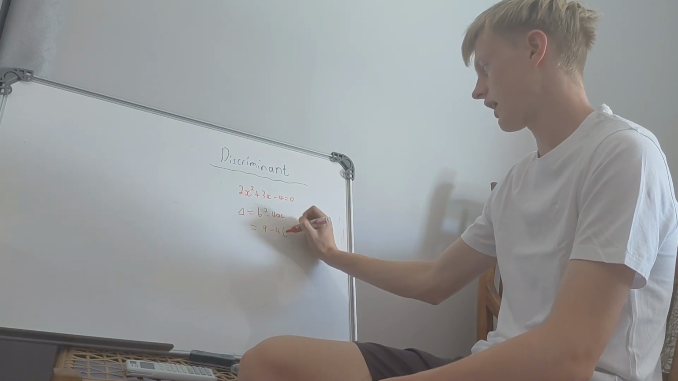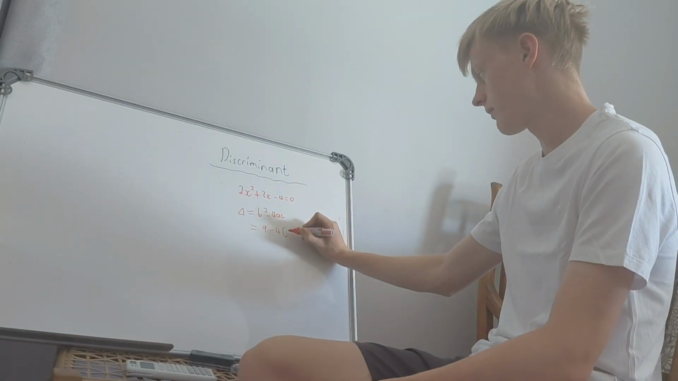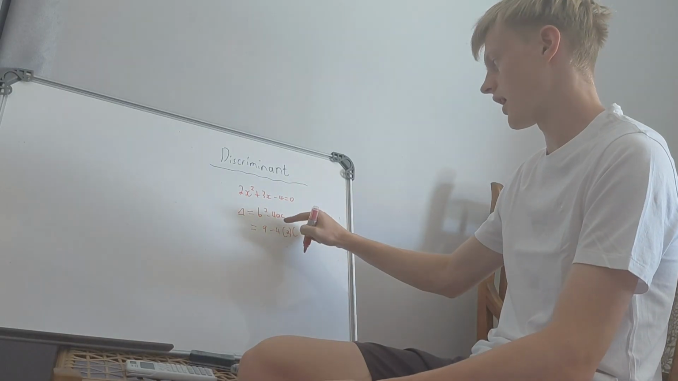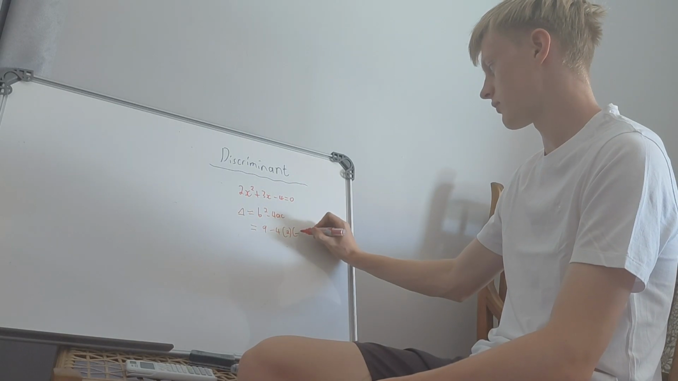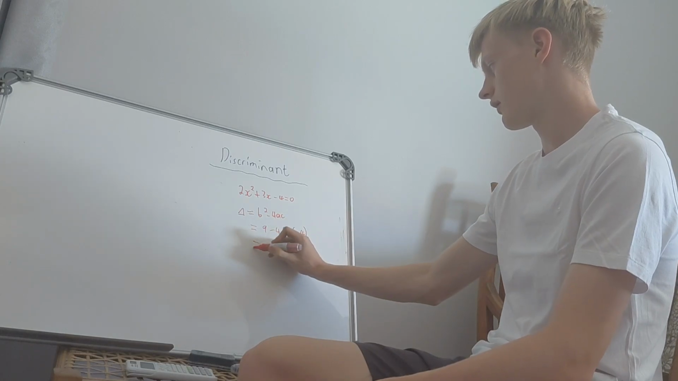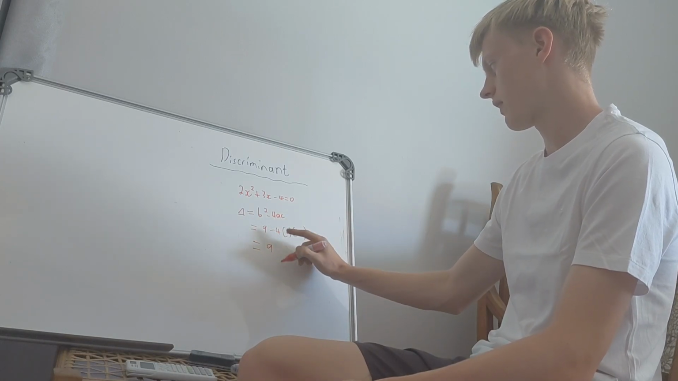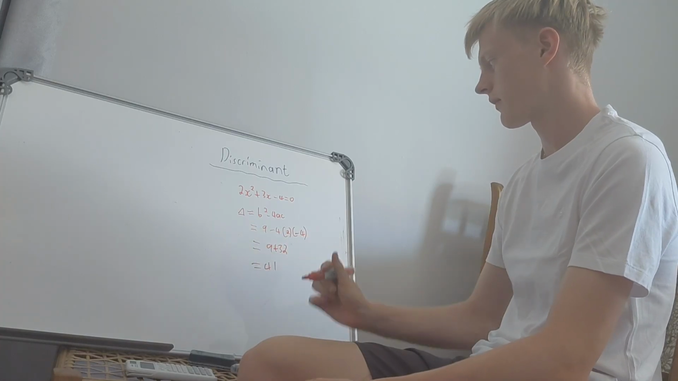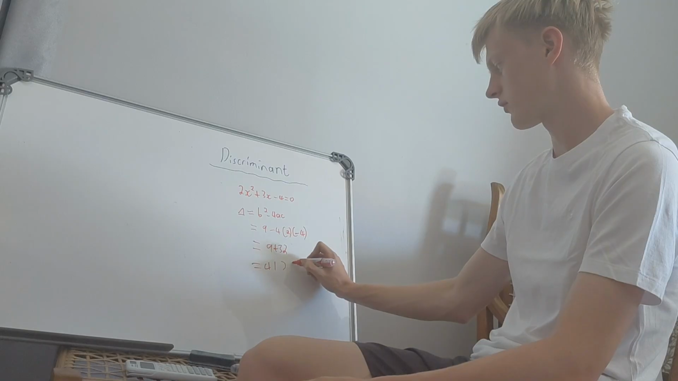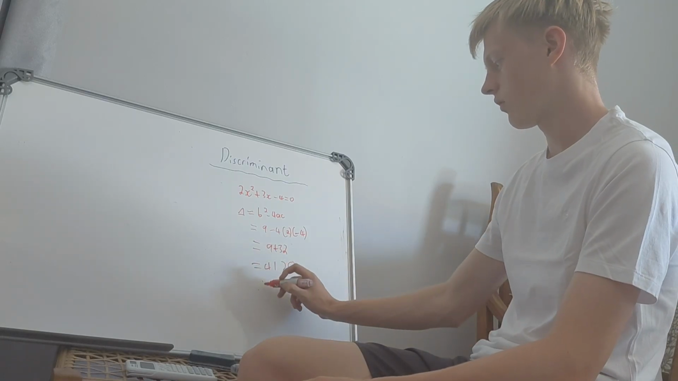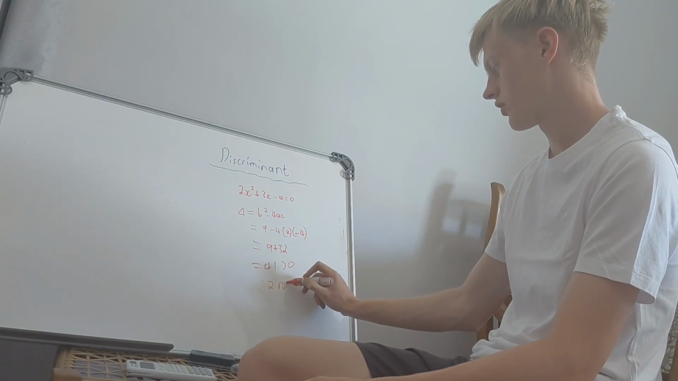Minus 4 times a, the coefficient of the x squared term, 2, times c, the constant term, which is minus 4. This is equal to plus 32, which is equal to 41. And what is 41? 41 is bigger than 0. Therefore, there are 2 roots.